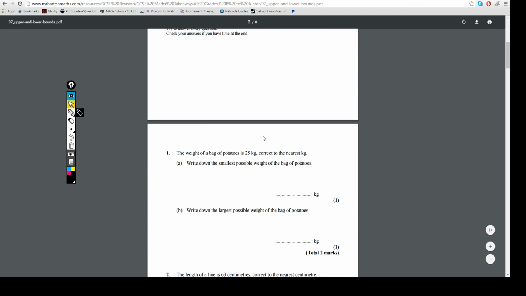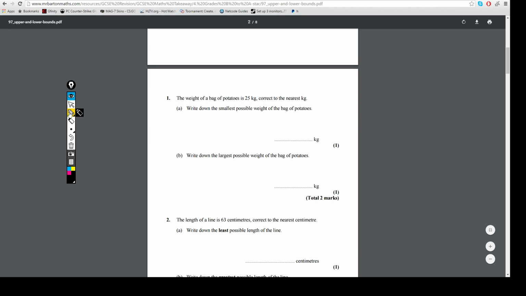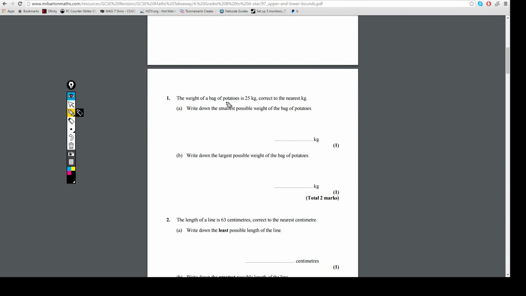I am going to go through this, and we'll start with the first question. The weight of a bag of potatoes is 25 kilograms, correct to the nearest kilogram. Write down the smallest possible weight of the bag of potatoes. So what you've got to do here is think about it being rounded. You've got to see correct to the nearest kilogram.